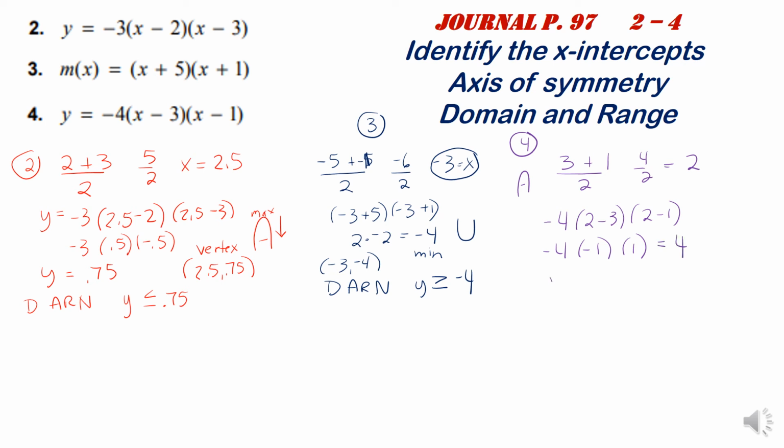Okay, so our vertex, and they didn't ask us for this, but I like to always write it, is 2, 4. And our domain is all real numbers. And our range, because it's a sad face and it's a maximum, is less than 4. So our range is y is less than or equal to 4. Make sure that you use a y when you're describing the range.